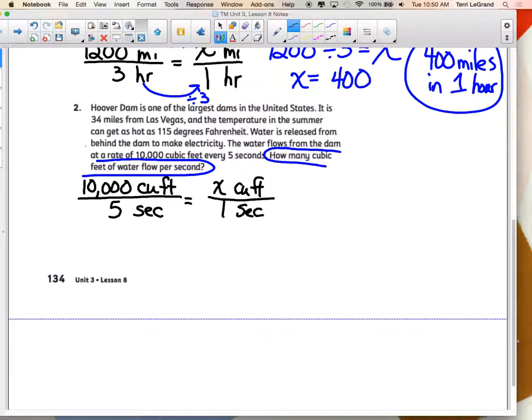Okay, the question is, what do we have to do? Horizontal, vertical, let's see. We have to go this way. Would that be friendly? Let's check that out. Is that friendly? Yeah. Okay. What do we do? Divide by 5. Divide by 5, okay.